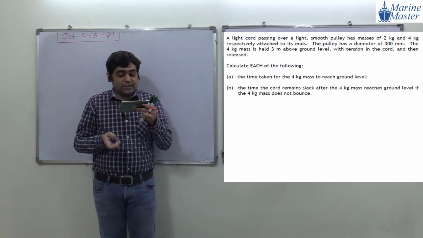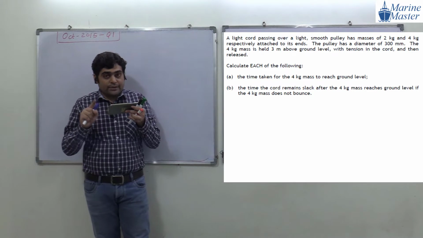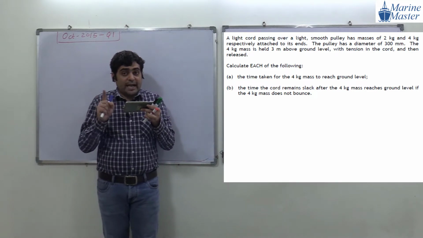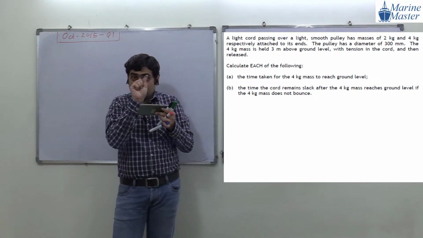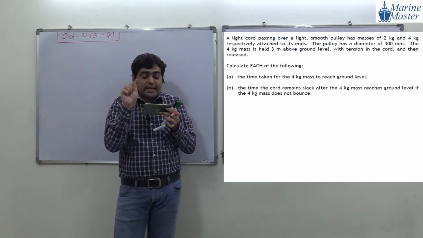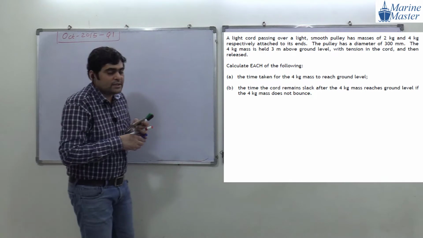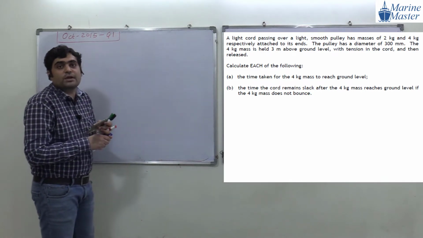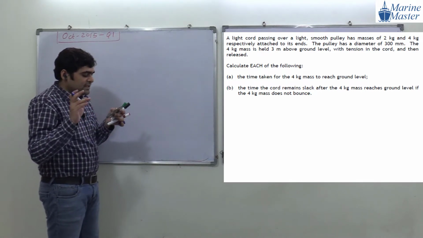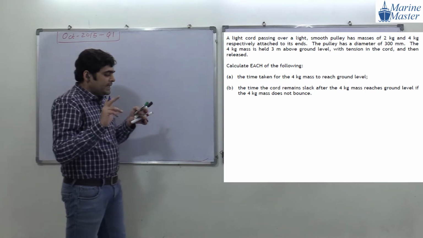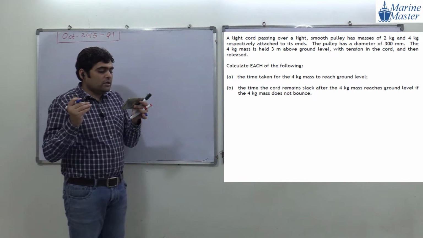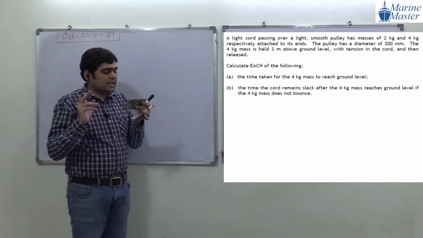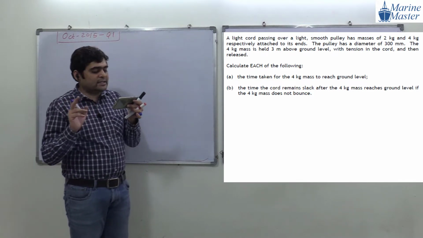Okay guys, try to see the scenario. We have a light cord passing over a light smooth pulley. Whenever they say smooth pulley, underline that word. What does it mean? Whenever they say smooth pulley, the tension on both sides will be the same.